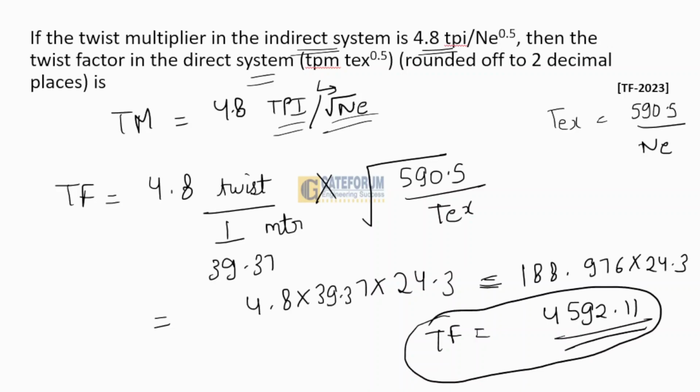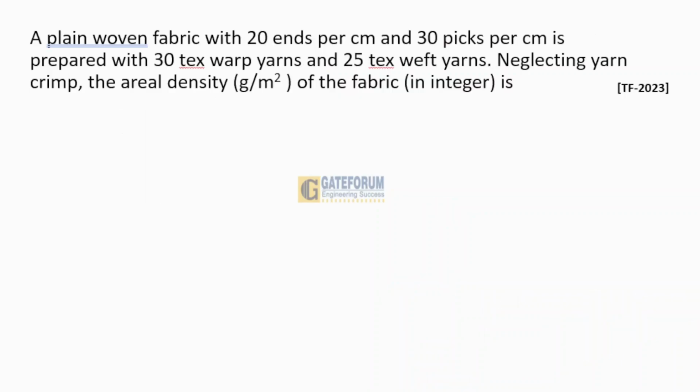So this is the correct answer, and the official GATE answer key accepted the range 4591 to 4593. This is the correct answer that you need to calculate. This is a 2-mark question. Now we will look at the next question.